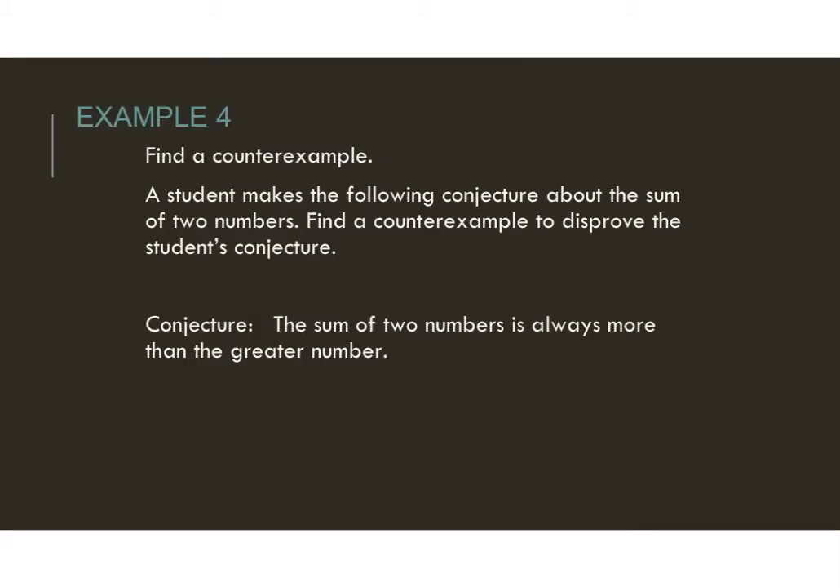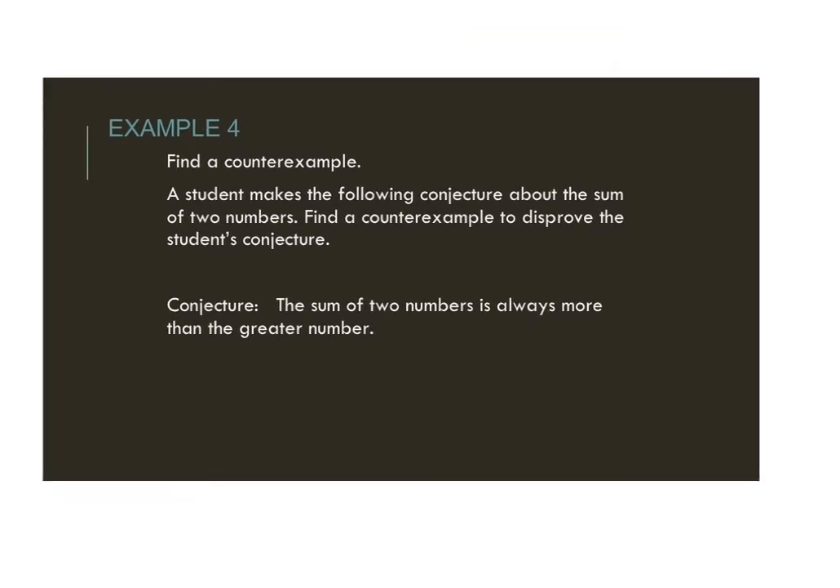Find a counterexample. A student makes the following conjecture about the sum of two numbers. Find a counterexample to disprove the student's conjecture. His conjecture was the sum of two numbers is always more than the greater number. Well, the first thing I think about is negative numbers. So let's take 6 plus negative 2. The greater number is now 6, but when you add them together, we get 4. So 4 is not greater than 6. So this is our counterexample.